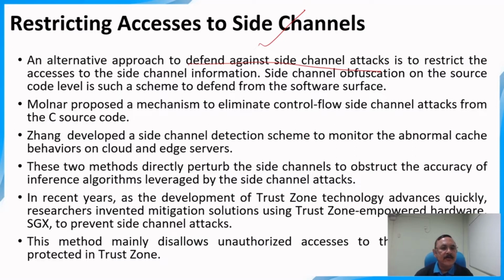Restricting access to the side channel: an alternative approach to defend against side channel attacks is to restrict the access to the side channel information. Side channel obfuscation on the source code level is such a scheme to defend from the software surface.